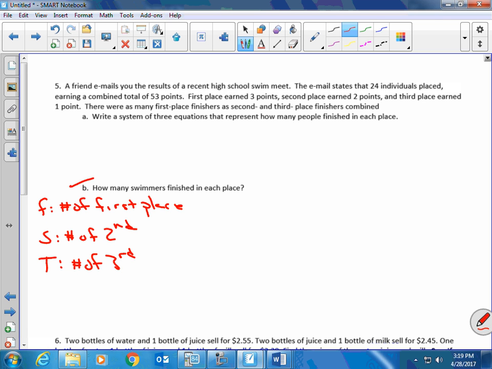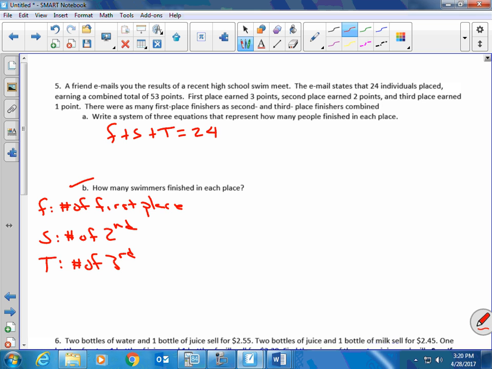Now, as I read through this, I want to find totals. Second sentence. The email states there's 24 individuals placed. Okay, 24 individuals placed. That must mean that the number of people who finished first plus second plus third has to be 24. 24 people finished, so there's 24 different places.